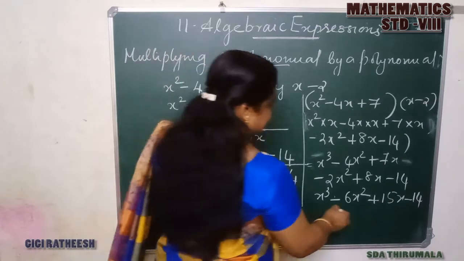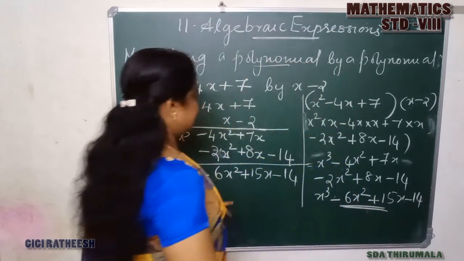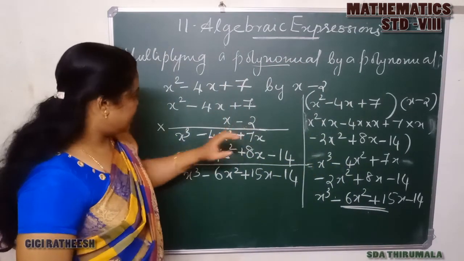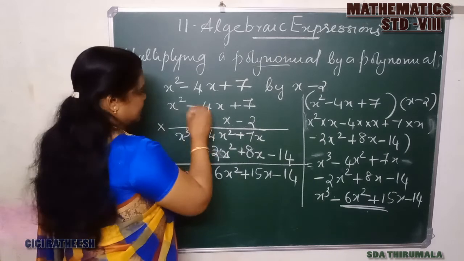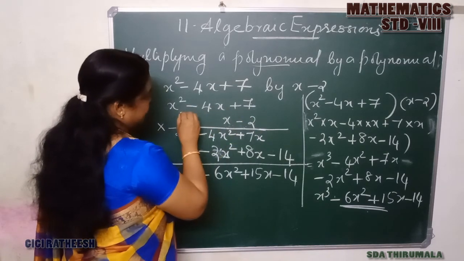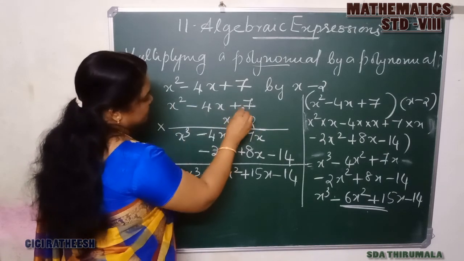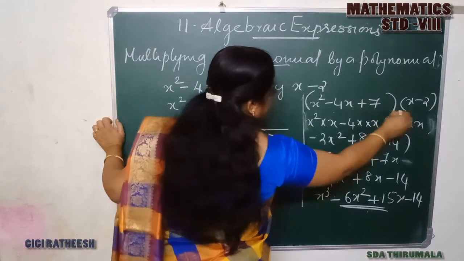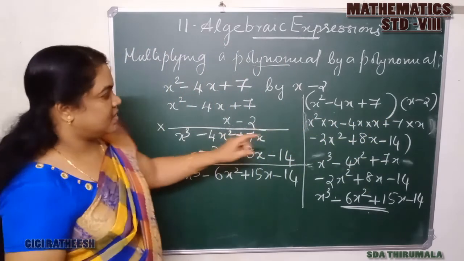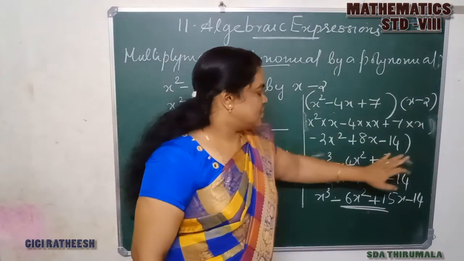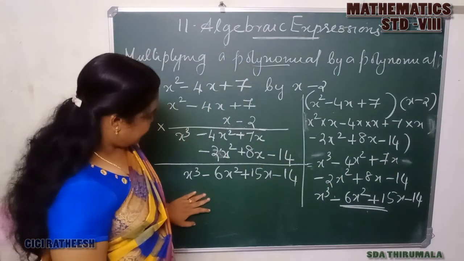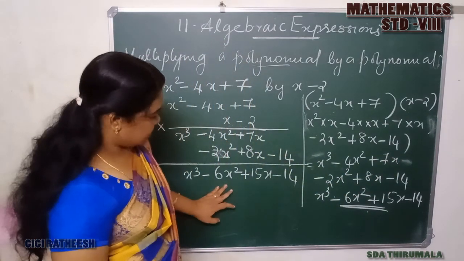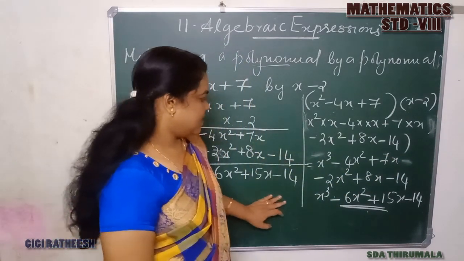Both these answers are the same. So this is the multiplication of the first polynomial, x square minus 4x plus 7, into x minus 2. Here also, using the bracket method, the answers are the same, that is x cube minus 6x square plus 15x minus 14.